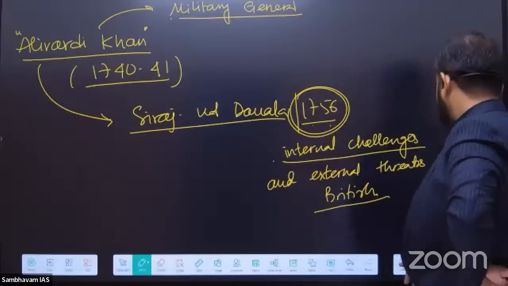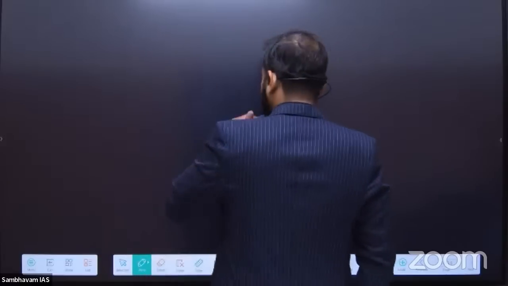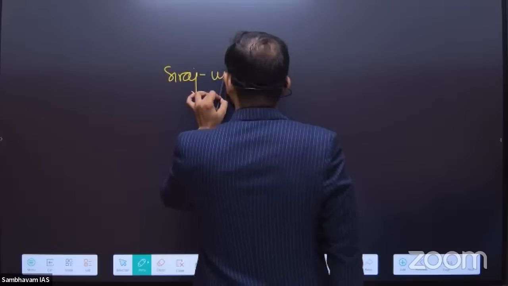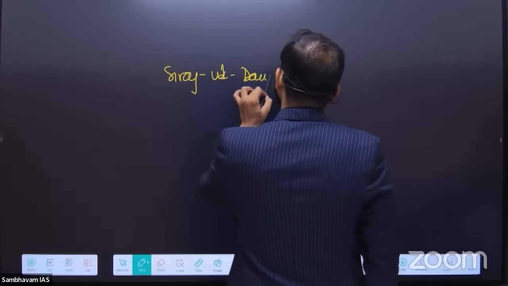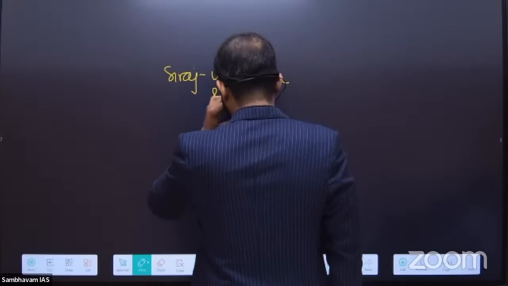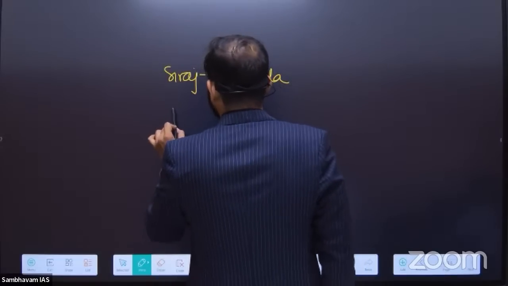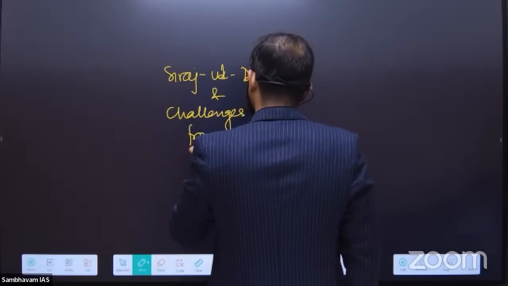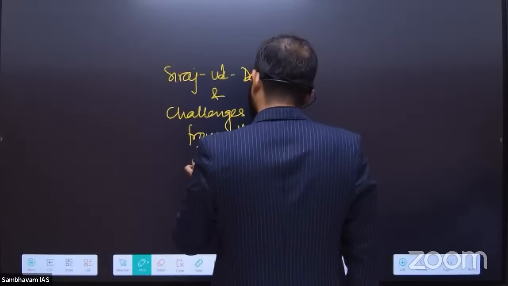I'll be changing the slide. Briefly, you have to cover these topics. We are basically moving towards the Battle of Plassey. The internal challenges, what happened, who are the stakeholders, that is unnecessary information. Please do not go with them. We'll learn about Siraj-ud-Dawla and challenges from the British.